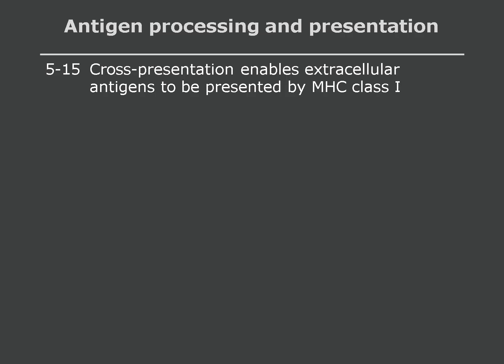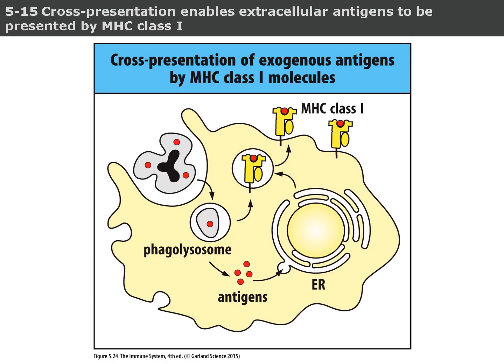Cross-presentation enables extracellular antigens to be presented by MHC class I. This slide illustrates the process of cross-presentation, an important exception to the typical MHC class I pathway. Normally, MHC class I molecules present peptides derived from intracellular proteins. However, in cross-presentation, extracellular antigens, usually processed by antigen-presenting cells, are redirected to the MHC class I pathway.